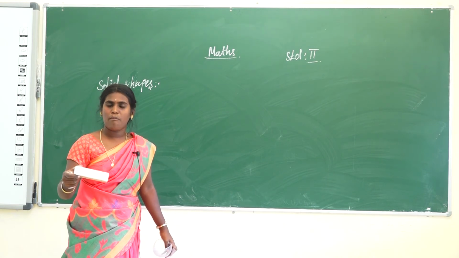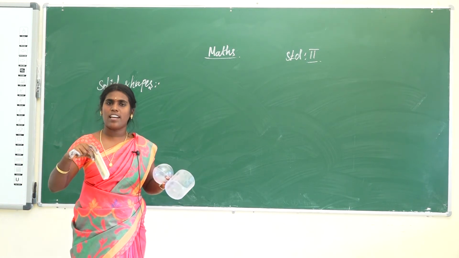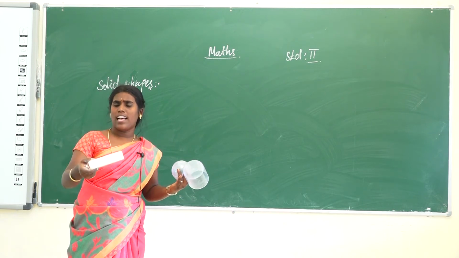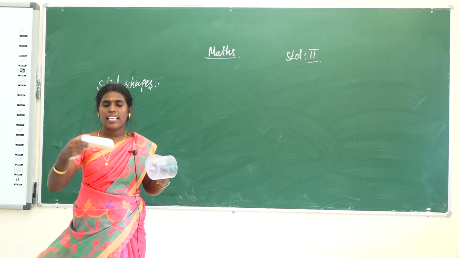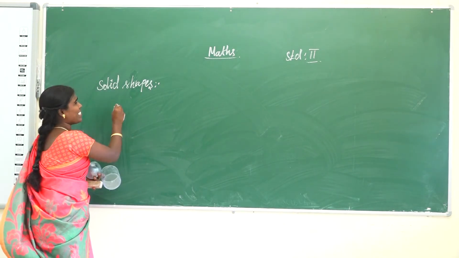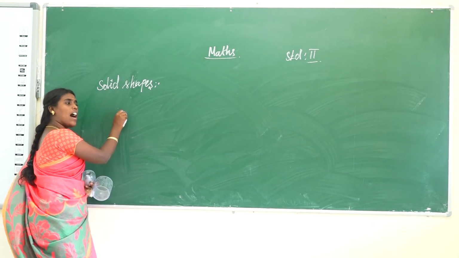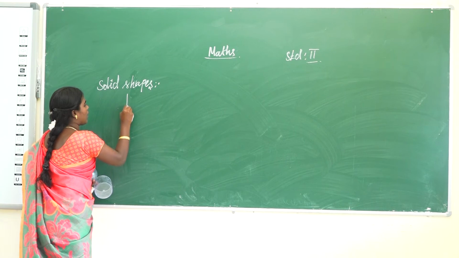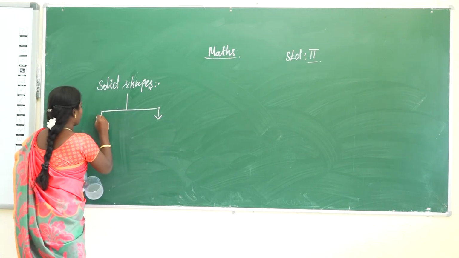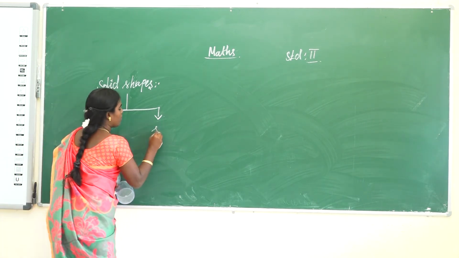Same example in your book. In your book also there are cuboid shapes, so no curved surface, so it doesn't roll. Same, it only slides. Okay. So which solid shapes roll? Which solid shapes slide? First, solid shapes: roll, then slide.